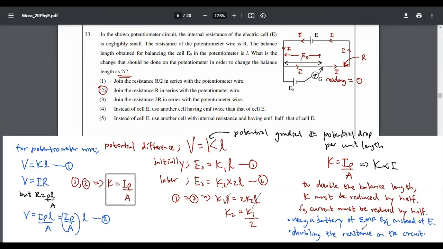Therefore, there are two options you have. Now the fourth is wrong. Instead of cell E, use another cell having EMF twice that of E. No, it should be half of E, not twice that of E. Instead of cell E, use another cell with internal resistance and having EMF half that of cell E. That is also wrong. If it's E by 2 and it has internal resistance, the voltage it gives out will be less than E by 2. That's why the fifth is wrong. Therefore, the best option would be the second.